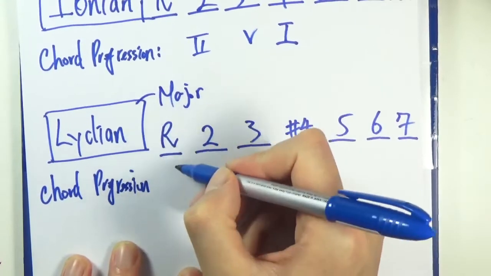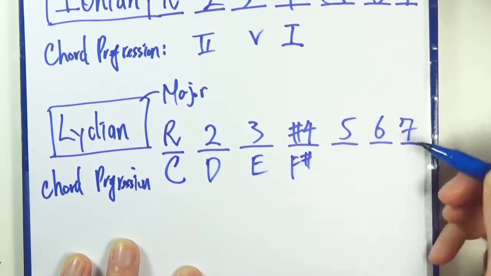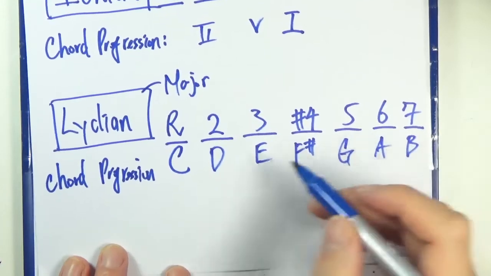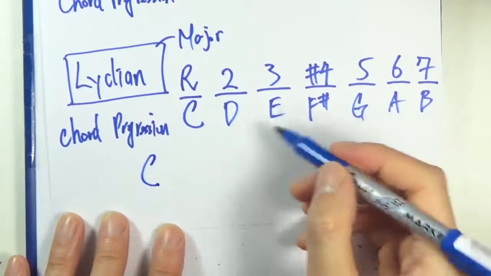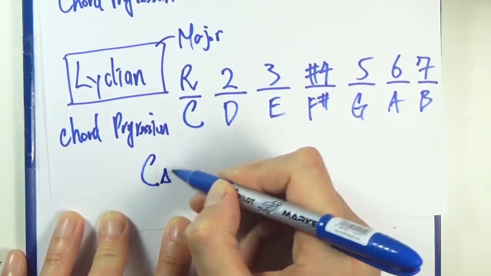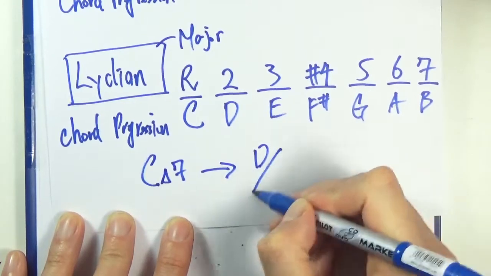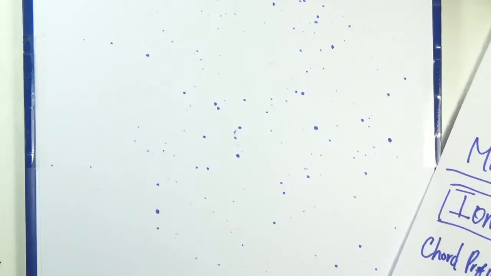If we do that in C, that's going to be C, D, E, F sharp, G, A, B. All right. Chord progression: you've got to memorize a characteristic chord progression of that mode as well. So, for example, C major 7 going into a D major triad on C. Okay. Cool. Moving on.